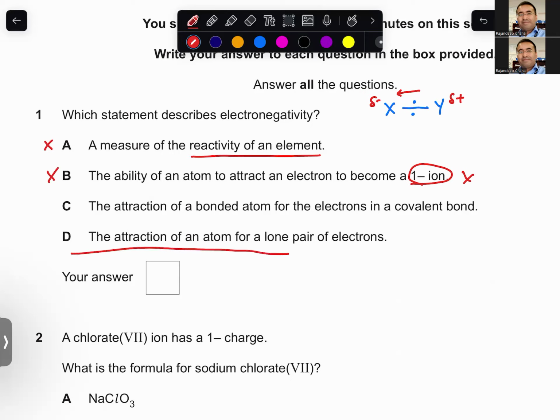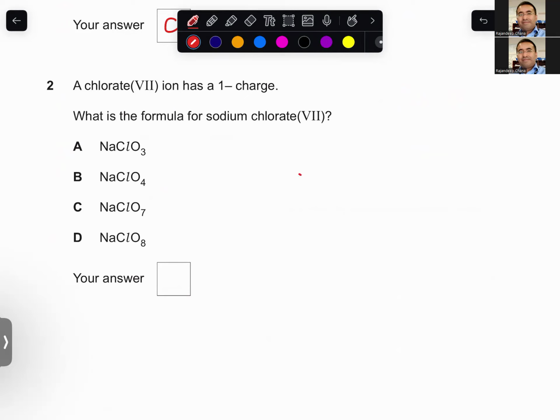Moving on. This question is asking, a chlorate ion has a -1 charge. What is the formula? Now you see a chlorate ion is Cl. We don't know how many oxygens there are. Let's call that X, and it has an overall -1 charge. Sodium is going to balance with that charge.